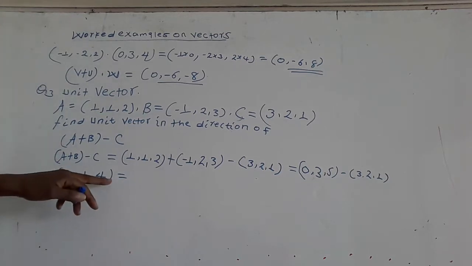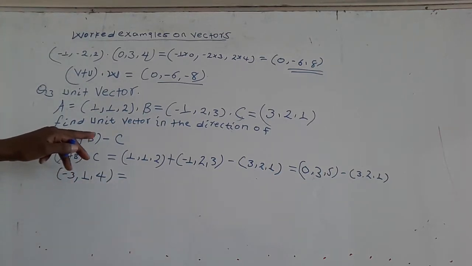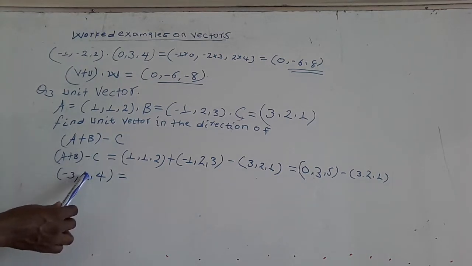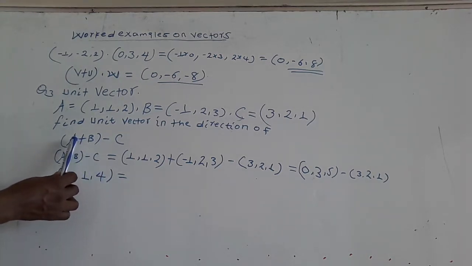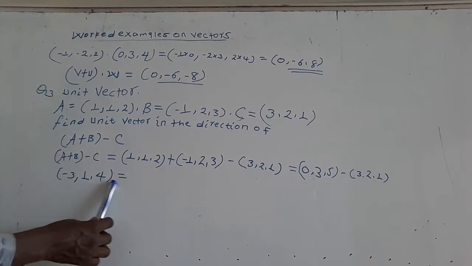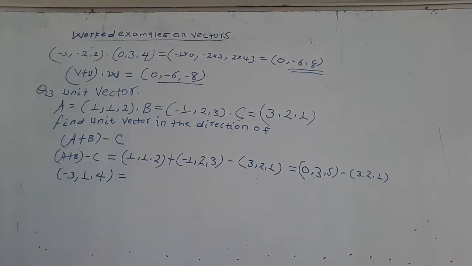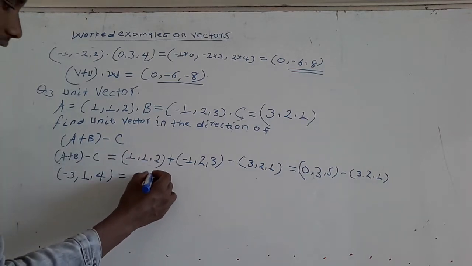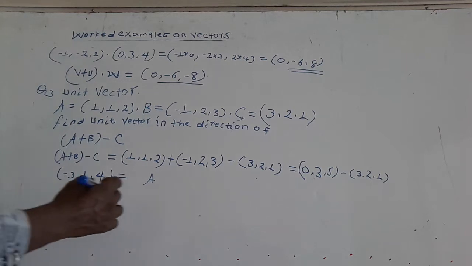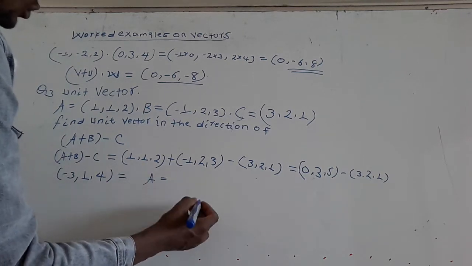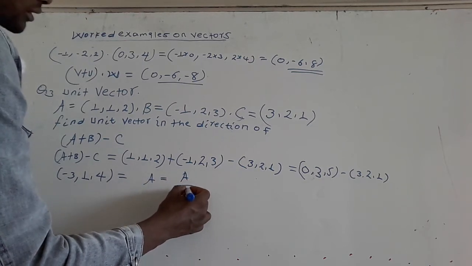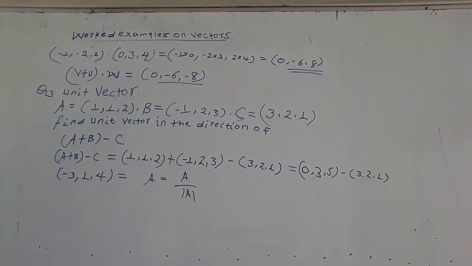So this is the direction: A plus B minus C equals minus 3, 1, 4. If a vector A is given, the unit vector in this direction is equal to A over the magnitude of A.